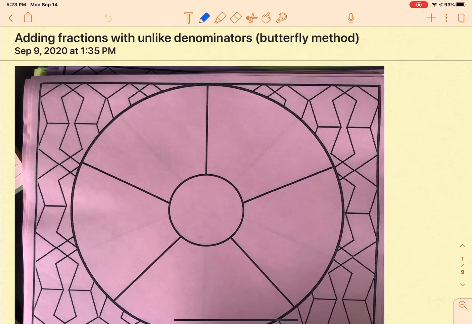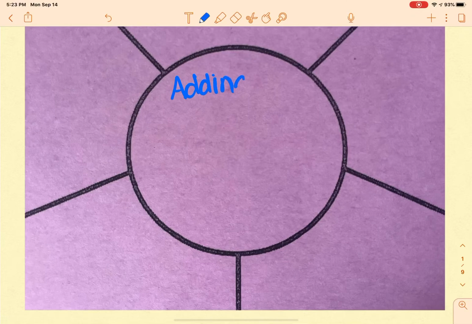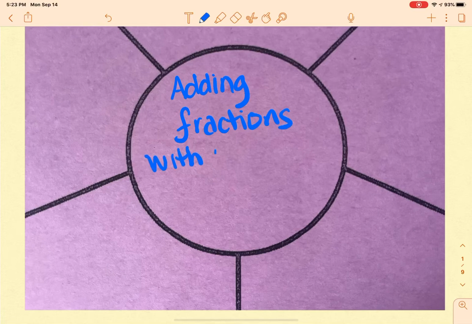Okay guys, today we're going to look at adding fractions that do not have denominators that are alike. So we're going to work through what that looks like and the process for that. Now again, I'm going to be filling in my graphic organizer as I go, and I'm going to start by filling in the center. So for the center, we're going to talk about adding fractions with unlike denominators.